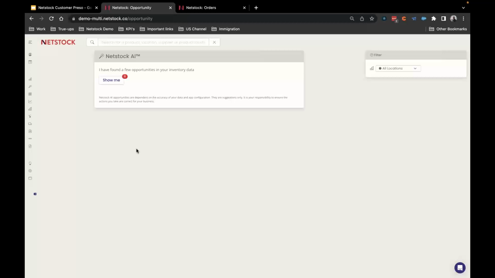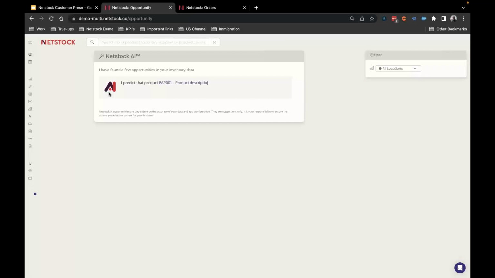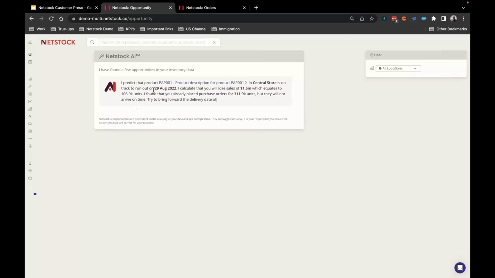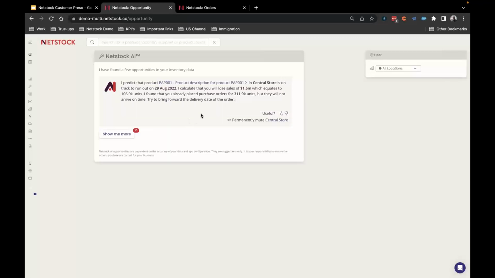As you saw on the dashboard over there, there were a whole bunch of things that you might need to do, but you need to know how to action it. What this actually does, and you can do this by certain locations or regions, is ask for advice on opportunities that we see in the data. If we click on show me over there, the AI model will bring up an item over here. Again, we're looking at items that have big impact on your business. We predicted this product over here in the central store is on track to run out on the 29th of August. We calculate that you will lose 1.5 million.